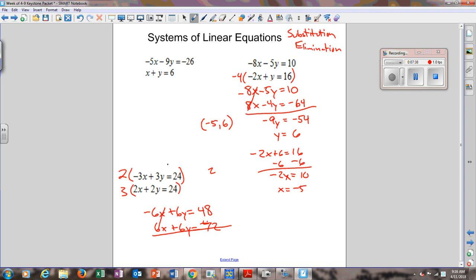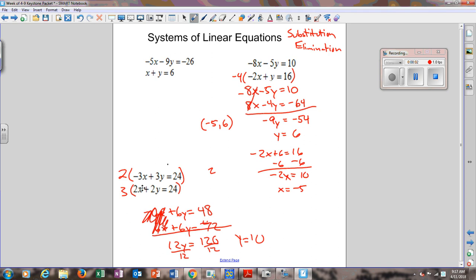Now we just add them together. Negative 6x and 6x cancel. Now it's plus 6y and plus 6y, so it's going to give you 12y. And that's going to give you 120. So we just add those two together. Divide by 12. You get y equals 10.